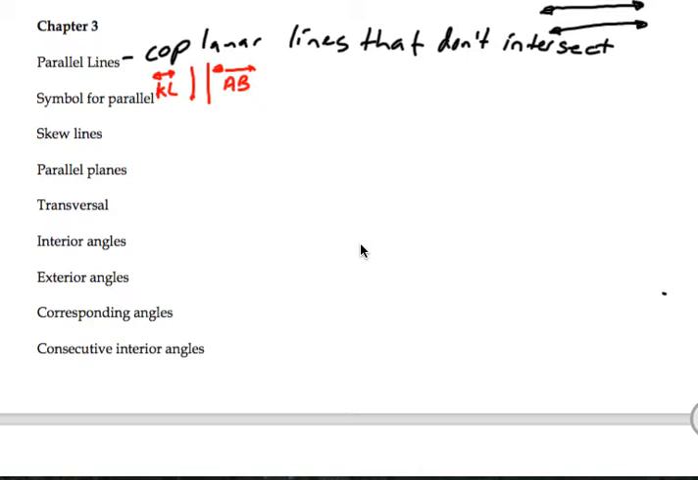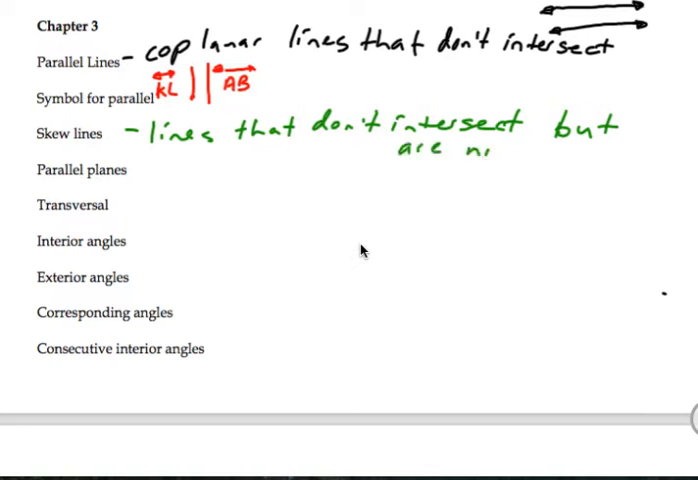Skew. These are lines that don't intersect. But you can't pick ones that are parallel because we call them parallel, but are not parallel. So if they're parallel, label them parallel. If they don't intersect, then they should be skew.